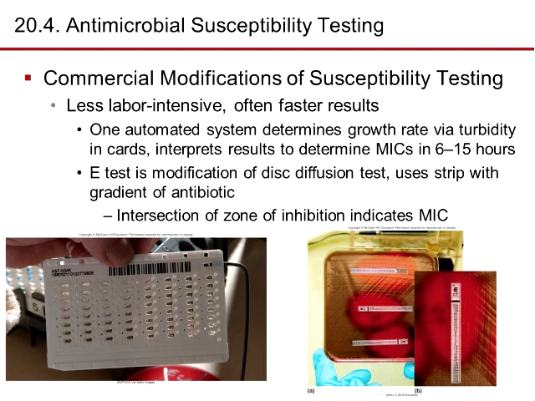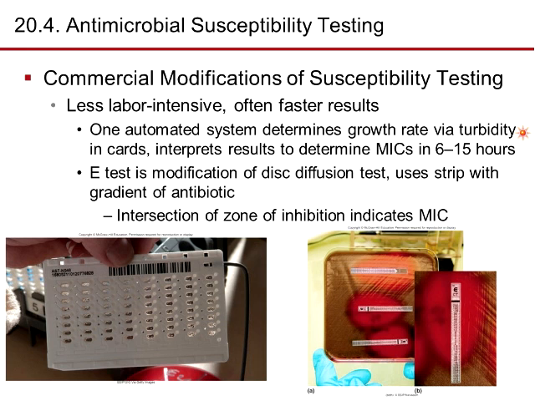Now, chemical modifications of susceptibility testing, they're long and they're involved. They're less labor intensive, and they often give fast results. One automated system determines the growth rate via turbidity. So they're putting cards, interpret results, determine the mix in 6 to 15 hours.